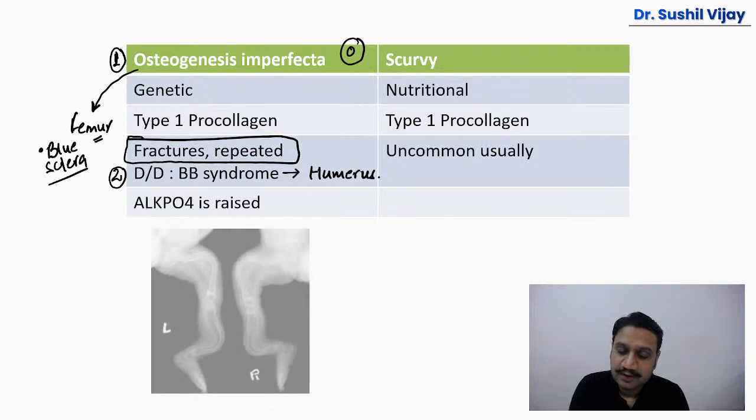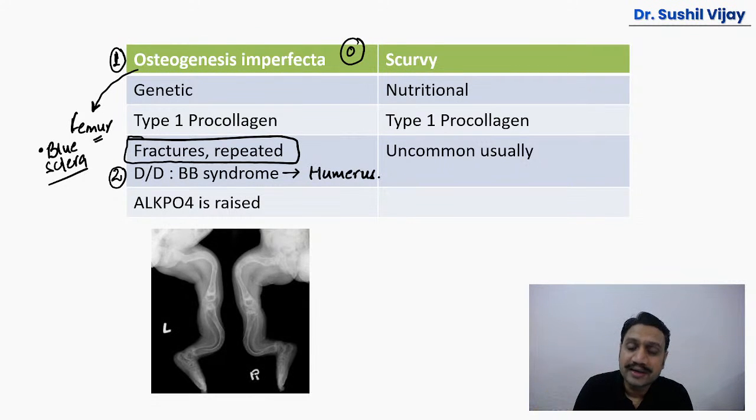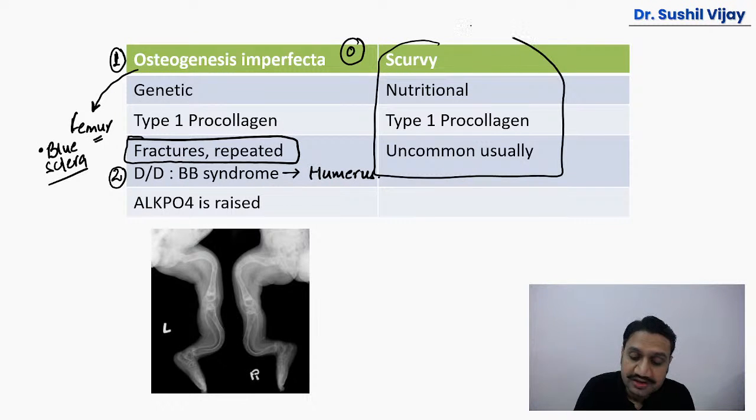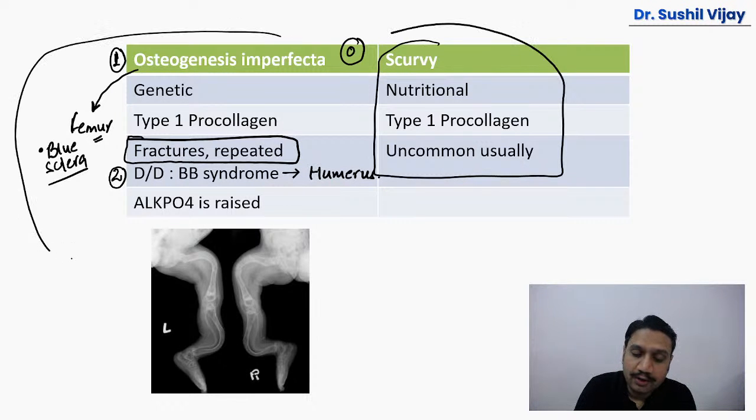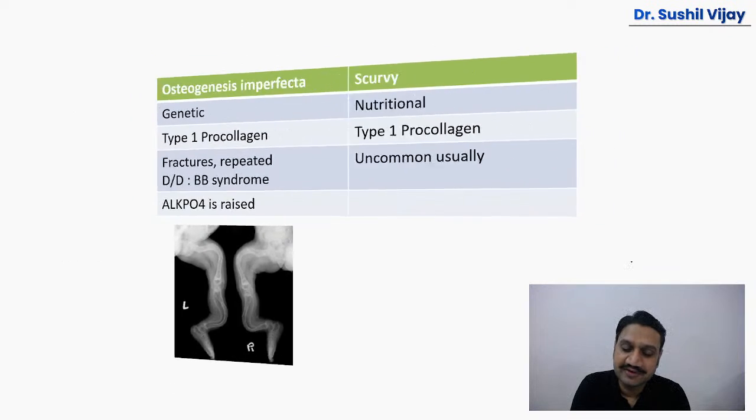Please remember this. So what is the basic difference between scurvy and OI? Scurvy was a nutritional problem, all right? And osteogenesis imperfecta is a genetic problem. That is a basic difference, okay?